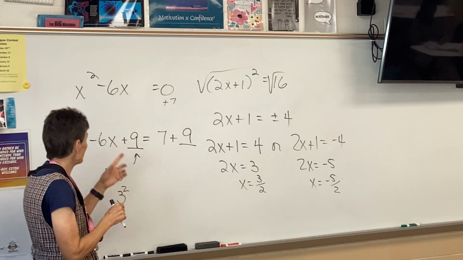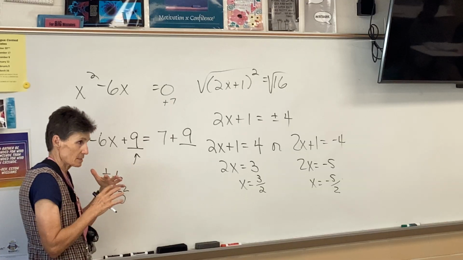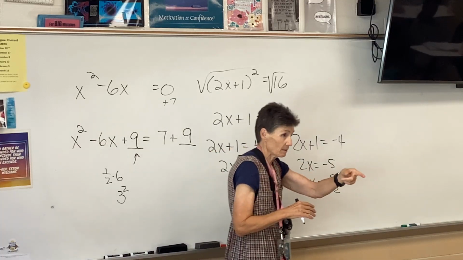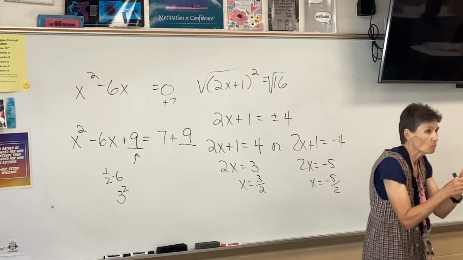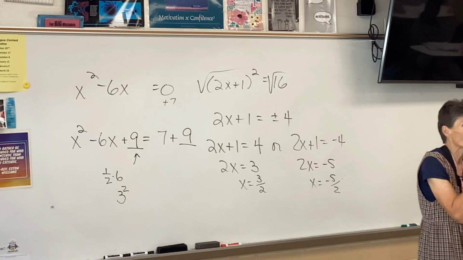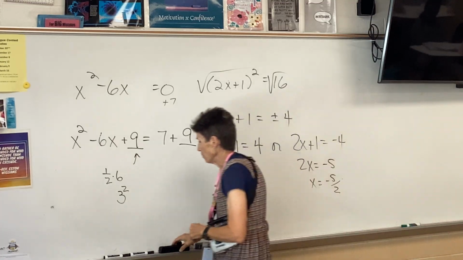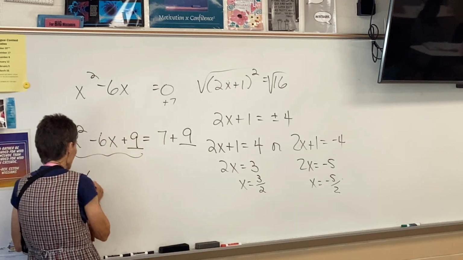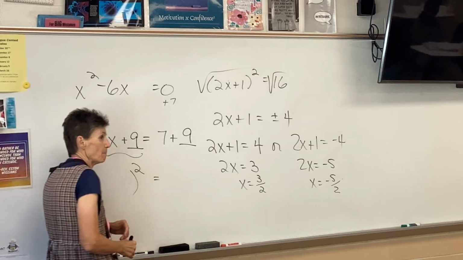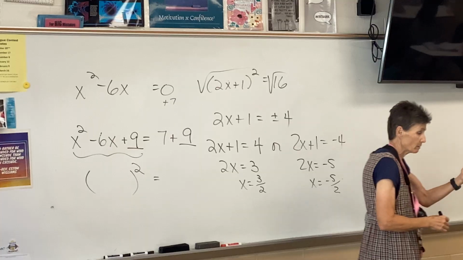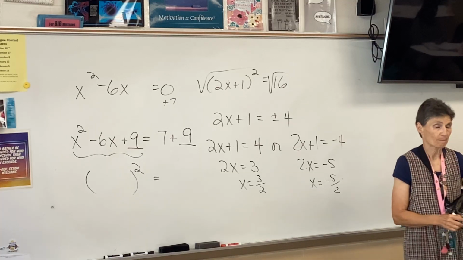Now, kids always say, but Miss Ford, that's a negative 6. It is. What is half of negative 6? Negative 3. But I'm squaring it. What is negative 3 squared? Still 9, right? So the negative, you're gonna square it, doesn't matter. Take half that number, square it. Now, this guy, right here, will always be a perfect square. This is called completing the square. You are making a perfect square.